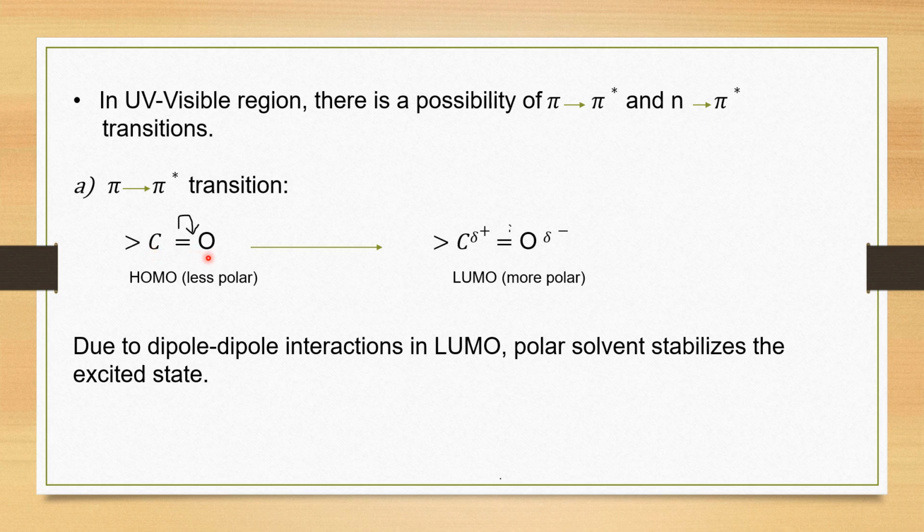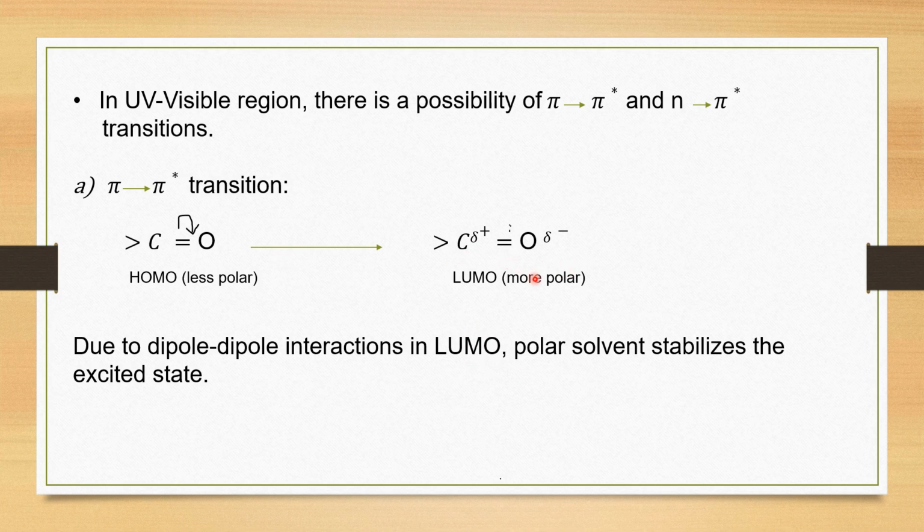Before undergoing pi to pi star transition, it is called HOMO, highest occupied molecular orbital, which is less polar. And after pi to pi star transition, it is LUMO, lowest unoccupied molecular orbital, which is more polar. Due to pi to pi star transition, a partial positive charge is developed on carbon and partial negative charge is developed on oxygen. So because of these partial charges, there will be dipole-dipole interactions in LUMO state.